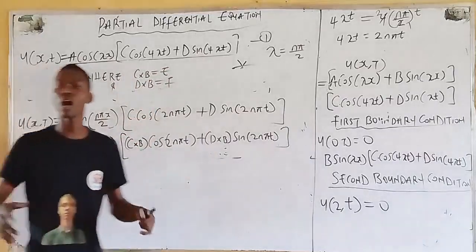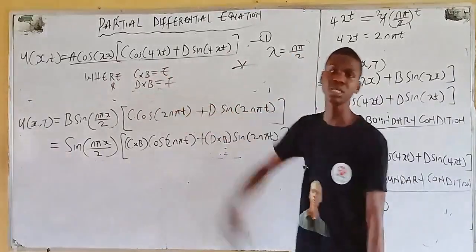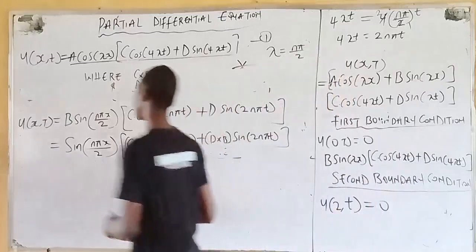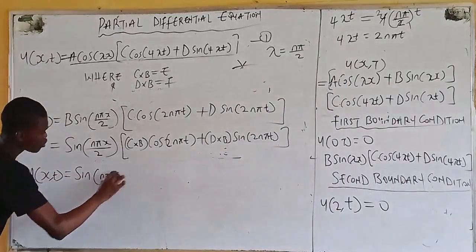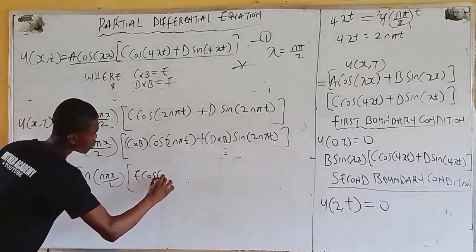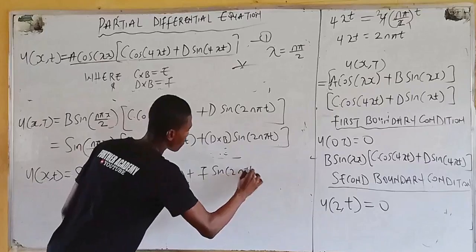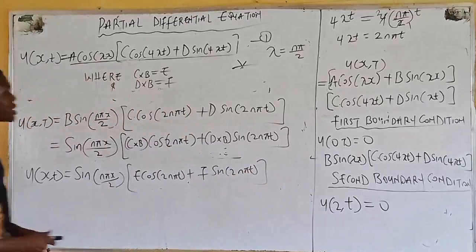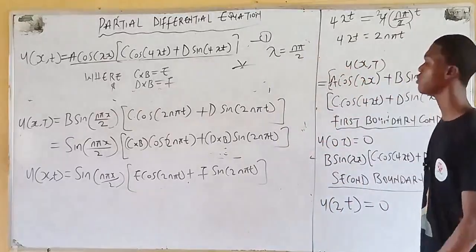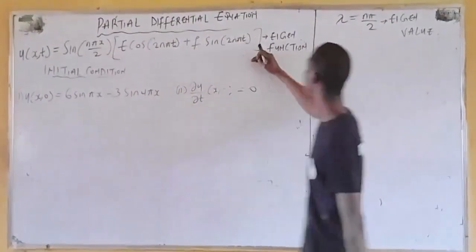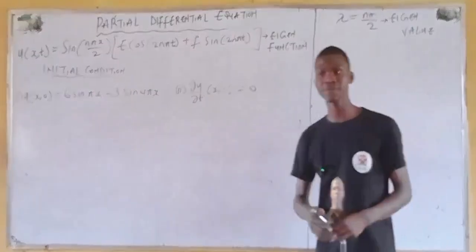You want to avoid having a lot of constants, or having many constants. So we are saying c multiplying b, take it as e, a new constant. d multiplying b, take it as another constant, which is what? f. So meaning from here, I'm having u as a function of x comma t equals sine all into brackets n pi x over 2 all into brackets e cos 2n pi t plus f sine 2n pi t. Right? So this is our eigenfunction, and this is our what? Eigenvalue. Now this eigenfunction, we want to write a series solution for this eigenfunction.